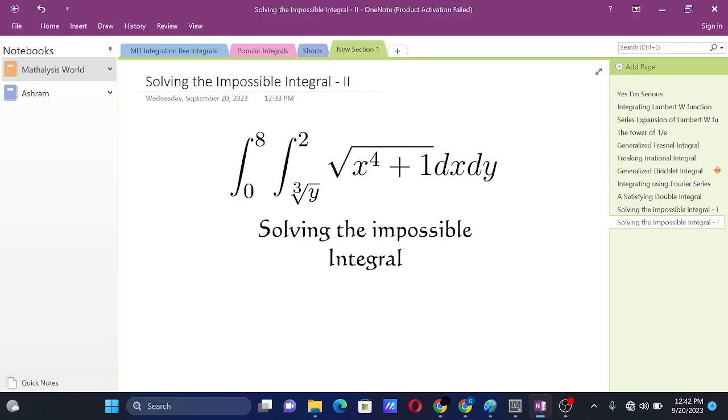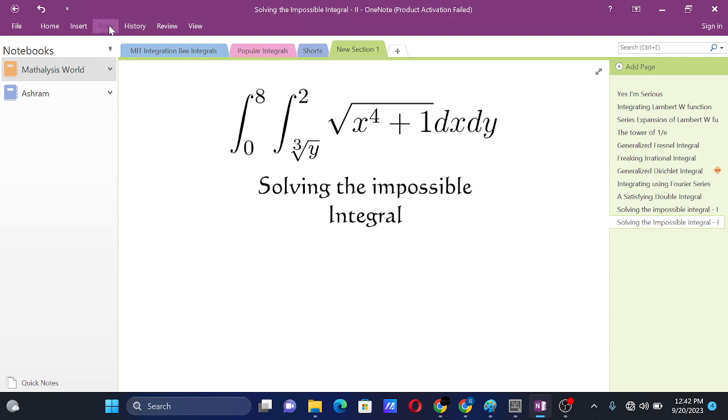This is the impossible integral if we try to integrate it the way it is. But it's possible if we change the order of integration. So we'll want to change the order of integration and make it in the dy dx form rather than dx dy, because when we try to integrate it like this, it is virtually impossible, or it's hard anyway.